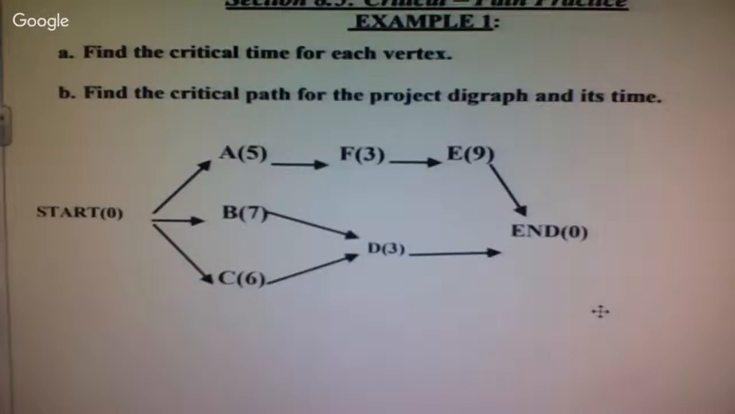the end. So, in other words, if I were to start at E and I want to make my way to the end, E goes straight to the end. How long would that take? 9. It would take the total time from E to the end. So E's critical time is 9.